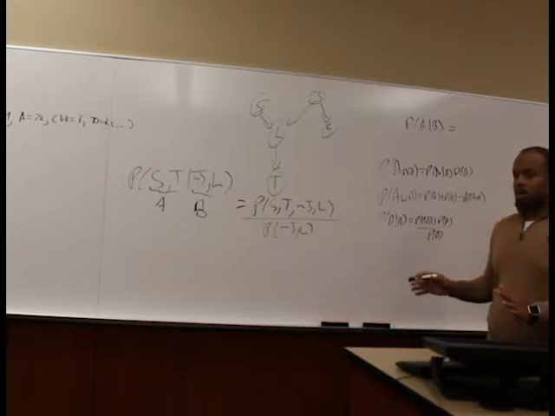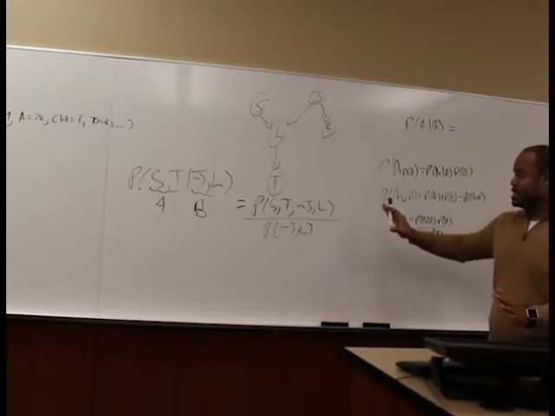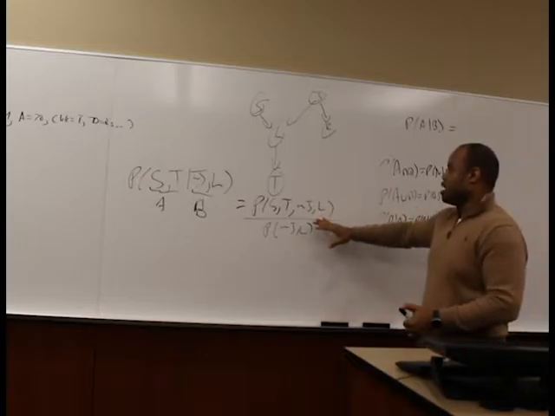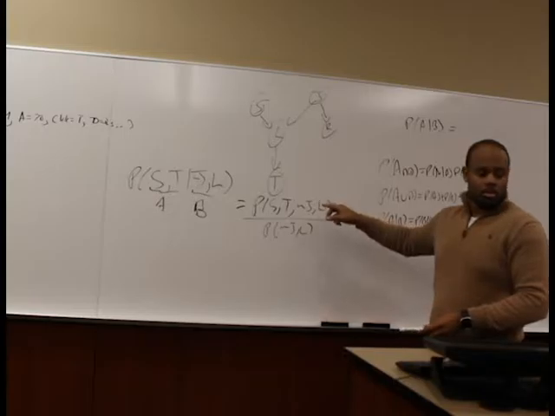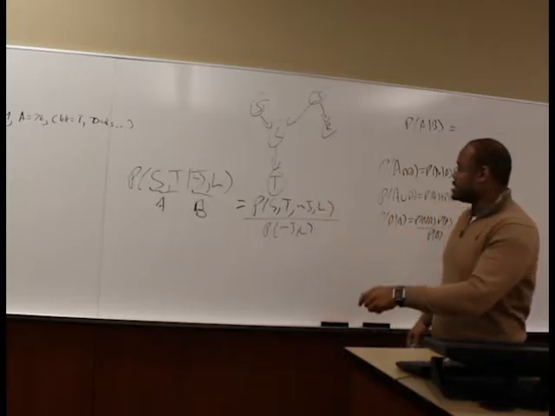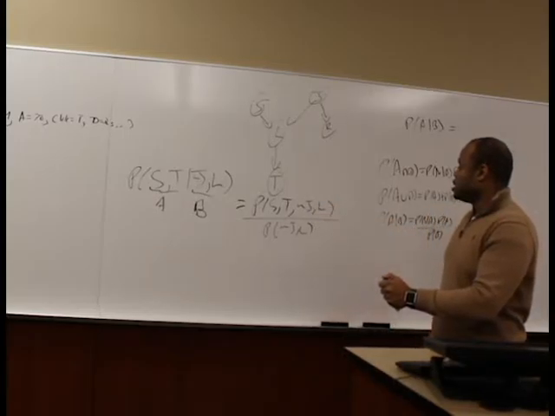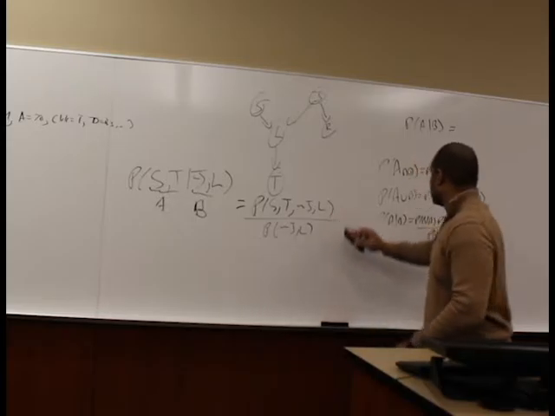Right? So that should tell you, okay, now I know the probability of S, T, J, and L, right? And so our Bayes net tells us how to write this probability out.